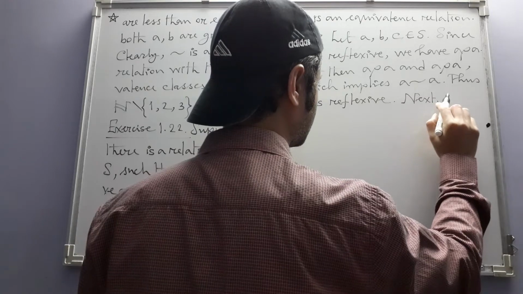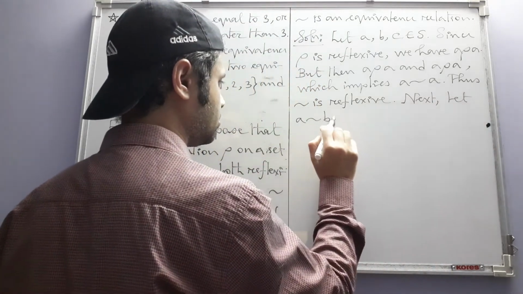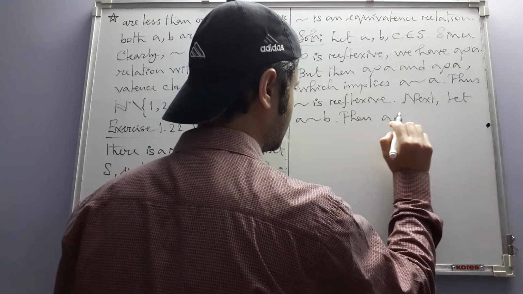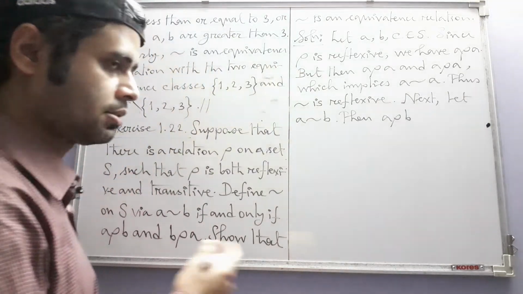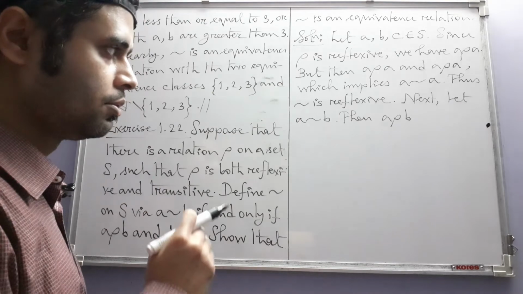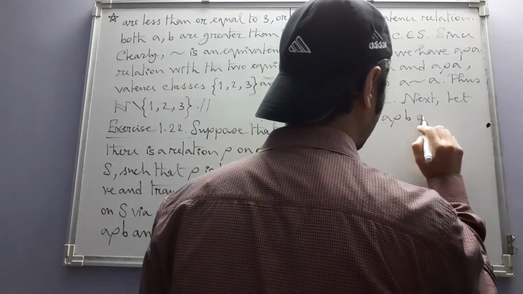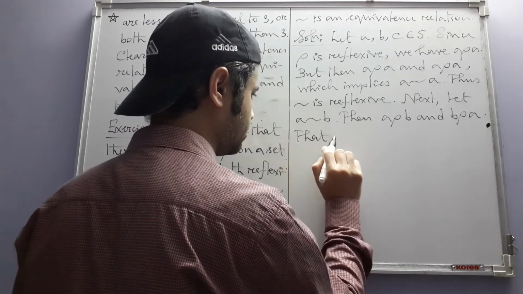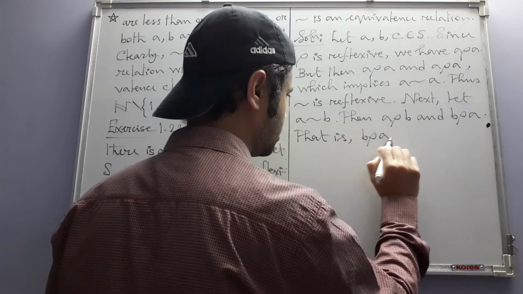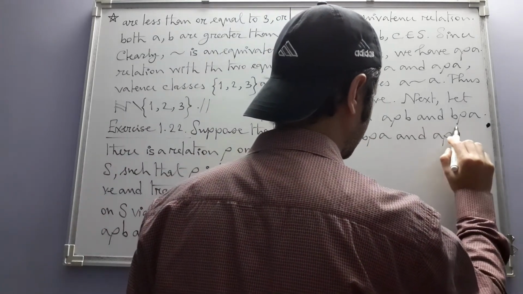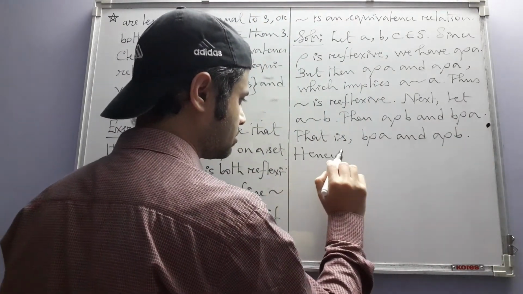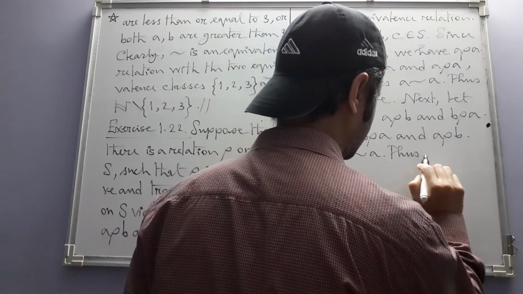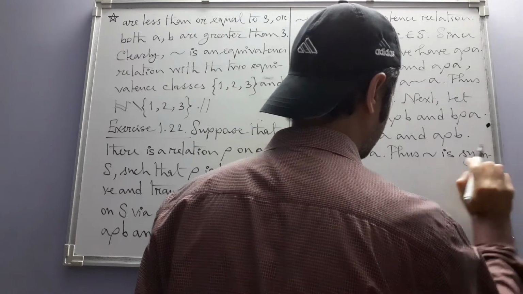Next, let A be related to B by tilt. Then A is related to B by rho, or sometimes this is also expressed by saying A is rho related to B, and B is rho related to A. That is saying the same thing in a slightly different manner: B is rho related to A and A is rho related to B. Hence, B is related to A by tilt. Thus, this is symmetric.